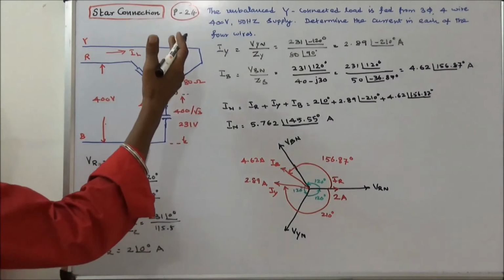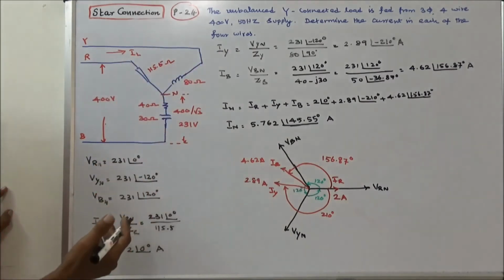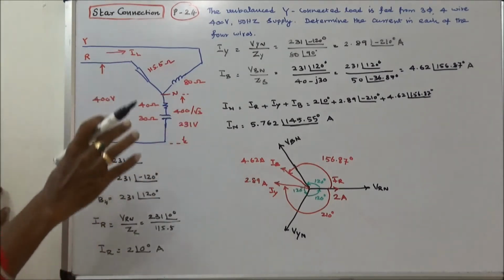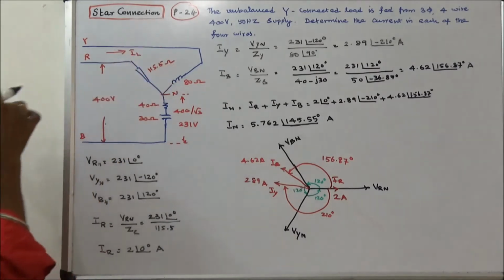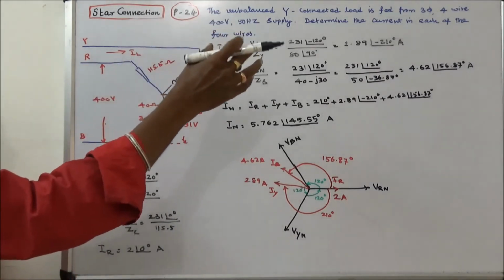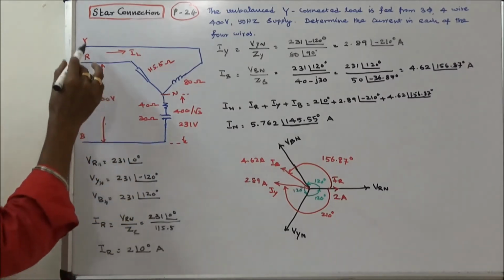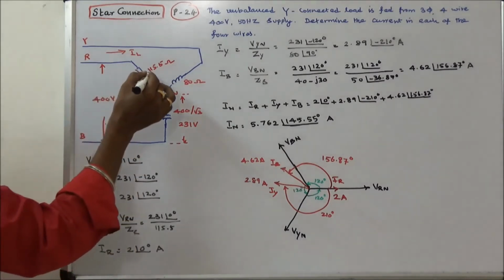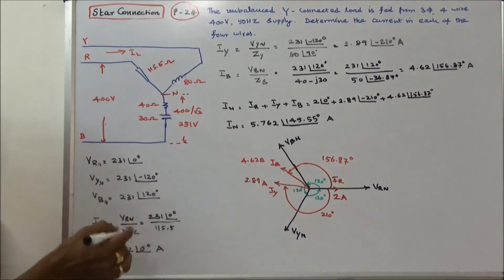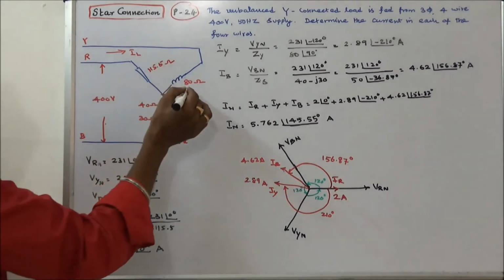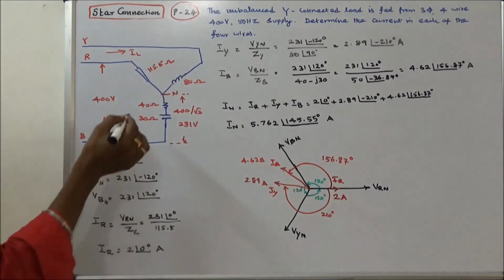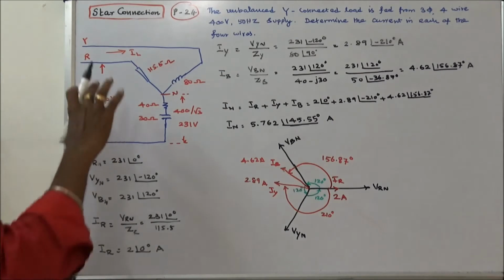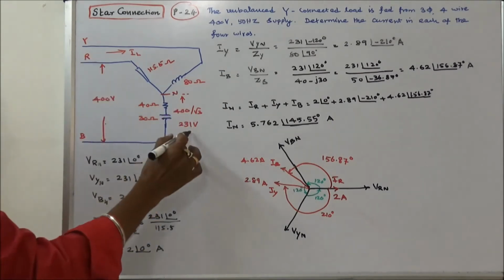Second problem: the unbalanced star connected load is fed from a 3-phase 4-wire 400 volt 50 Hz supply. Line to line voltage is 400. Determine the current in each of the 4 wires. What is the current in the R phase, Y phase, B phase and the neutral? That is the question. Here ZR is equal to 115.5 ohms resistive load. This is 80 ohm inductive load. This is 40 minus j30 ohms, that is ZB.